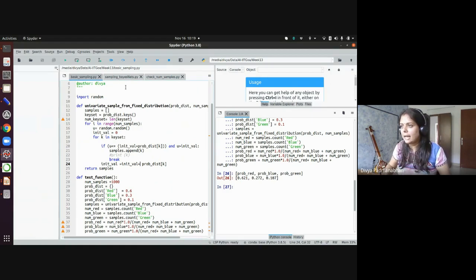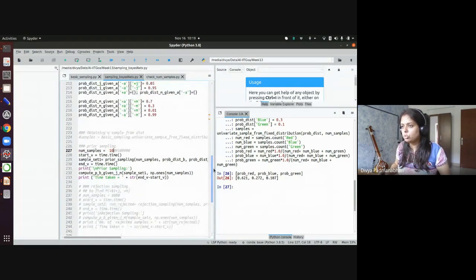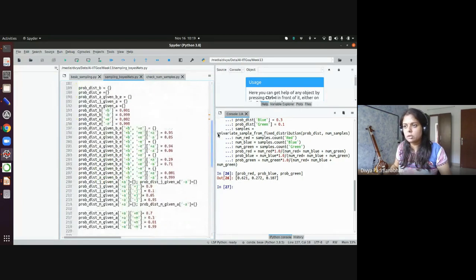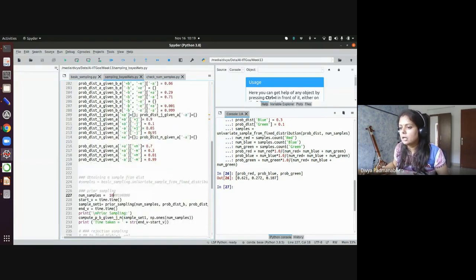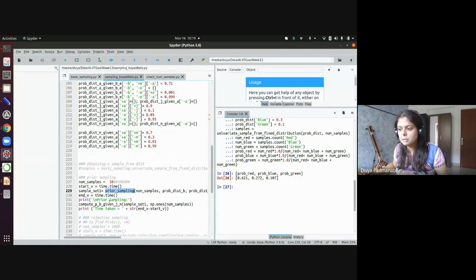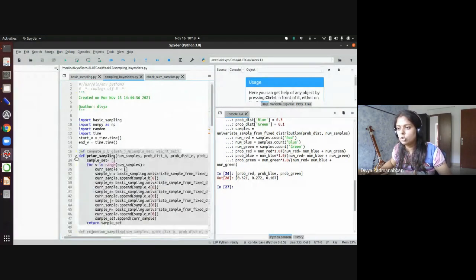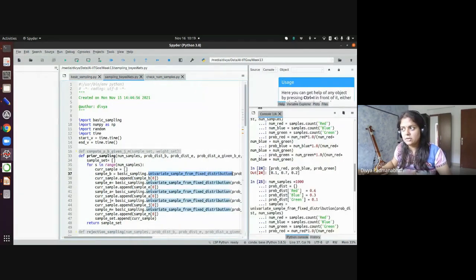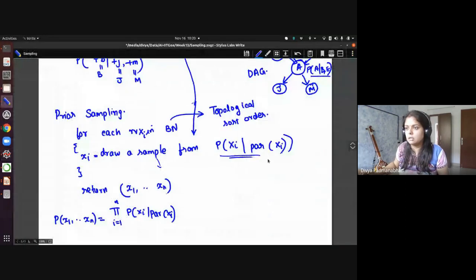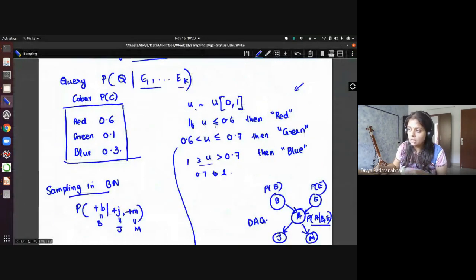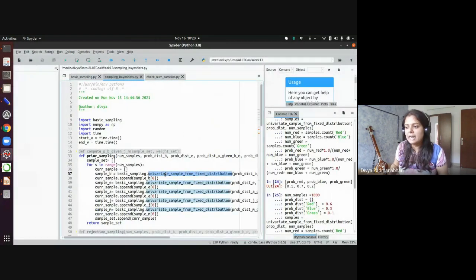Let's just see this in action. What I've done here is I've coded the network. All these probability tables, I've coded using dictionaries. I've also implemented the prior sampling. For the simple case where you draw samples from the uniform distribution and convert it, I already wrote that as a routine, and I'm just invoking that.